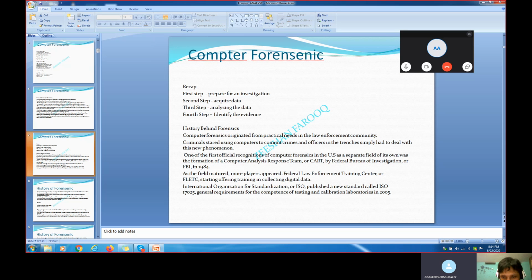In 1984, most of the crimes were happening, so what exactly did they do? They started creating one law, and there is one standard. Because whenever you are planning to write a certification exam, or whenever you are trying to create a testing lab, you need to follow an ISO kind of general requirement. Like 17025 is a general requirement.